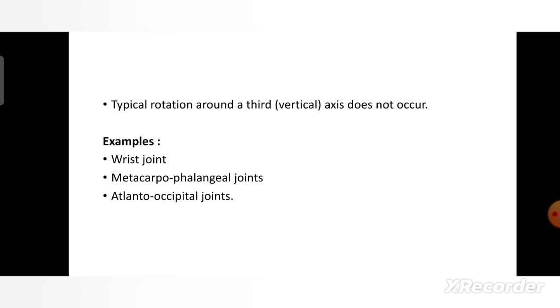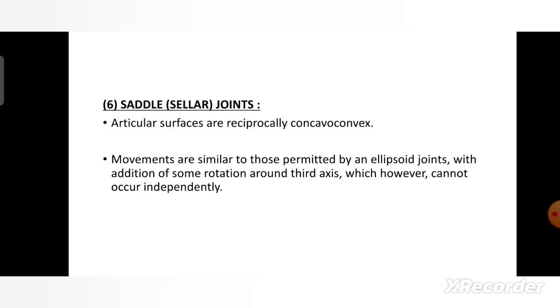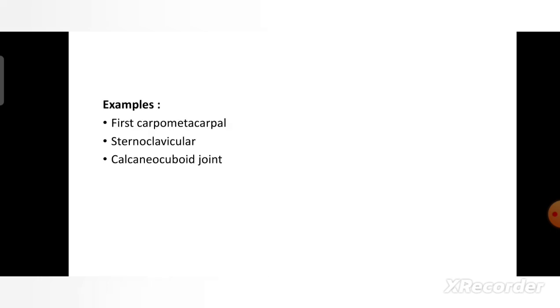Examples are wrist joint, metacarpophalangeal joint, atlanto-occipital joint. Next is saddle or sellar joint. In this, articular surfaces are reciprocally concavo-convex, and the movements are similar to those of ellipsoid joint, with addition of some rotation around third axis, that is vertical axis, and it cannot occur independently. For example, first carpo-metacarpal joint, sternoclavicular joint, calcaneocuboid joint.